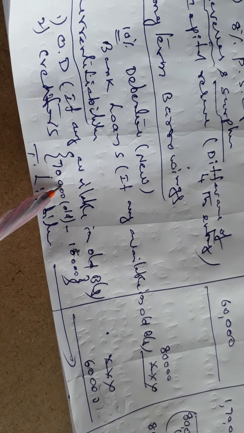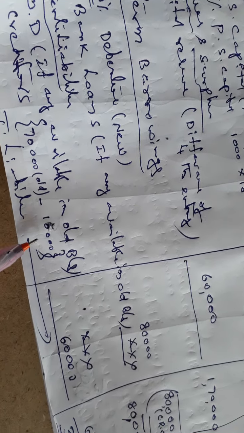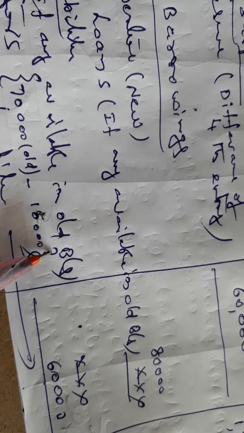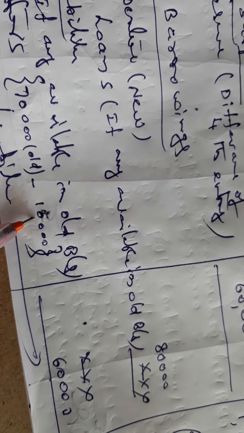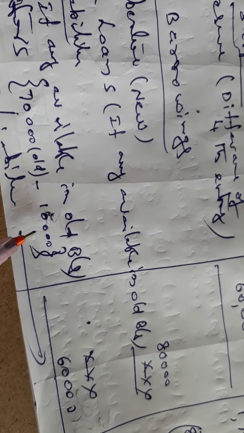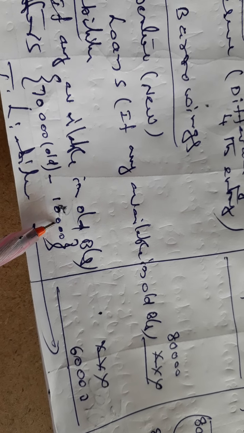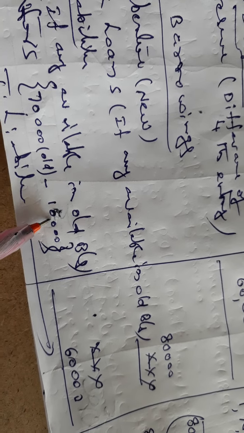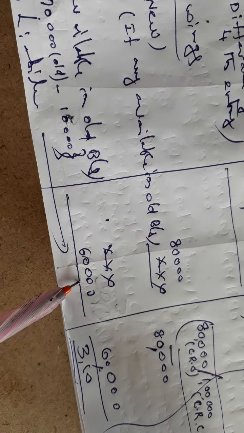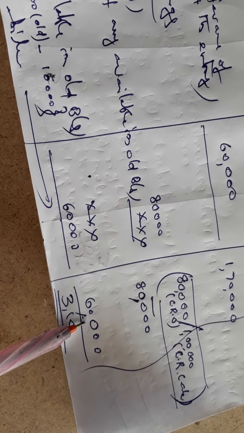Next one, creditor balances. Suppose in the given old balance sheet it is 70,000. So reduced by how much? Reduced by 10,000 means a loss of 10,000 incurred by the creditors, right? From the 70,000 we reduce 10,000. After reducing 10,000, our new creditors will come as 60,000. So the total amount becomes 60.